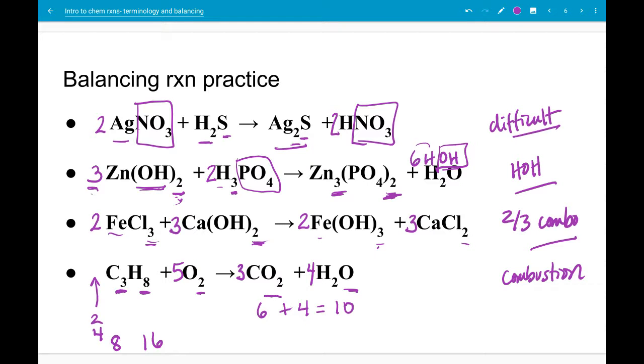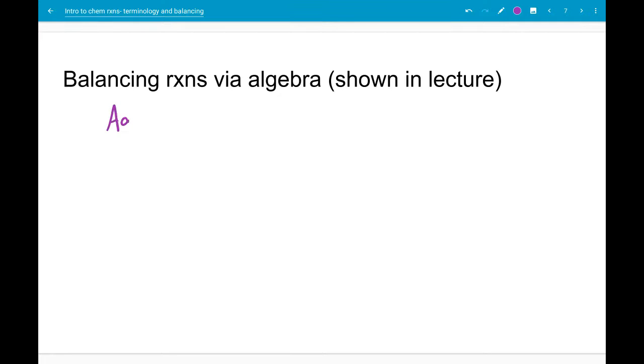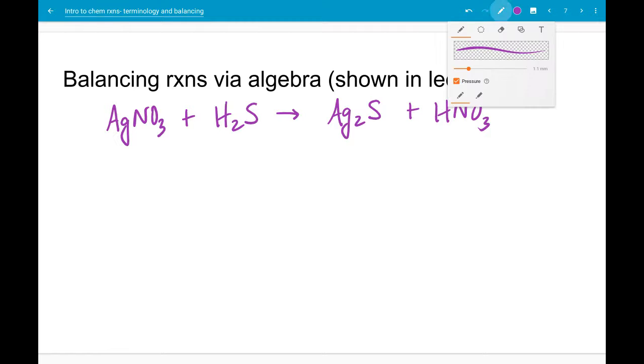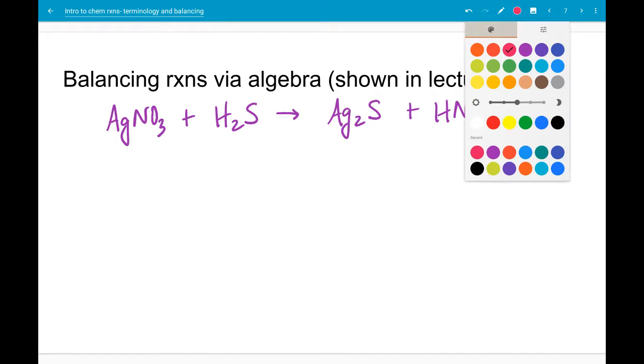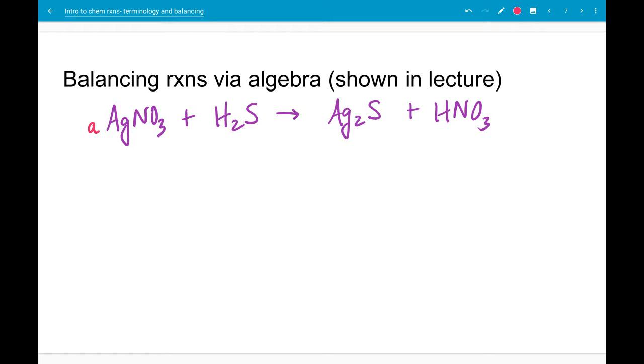Now, I'm going to show you how to do the algebraic technique. So I had AgNO3 plus H2S yields Ag2S plus HNO3. And I'm going to show you how we can use algebra to balance this. In algebra, we know we use letters. So I'm going to use those letters. So what we're going to do is make a series of little algebraic equations.